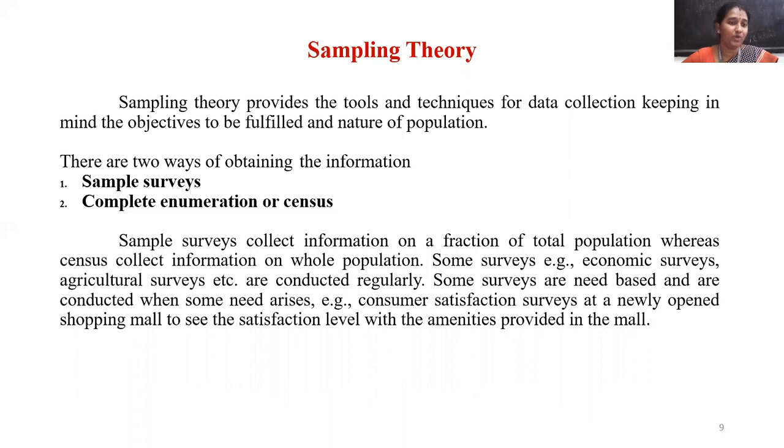This is two types. One is a sample survey and another one is a census enumeration. That is called a census method. So first we come to the sample survey method. What is meant by sample survey? Sample survey collects the information on a fraction of total population, whereas census collects information on the whole population.